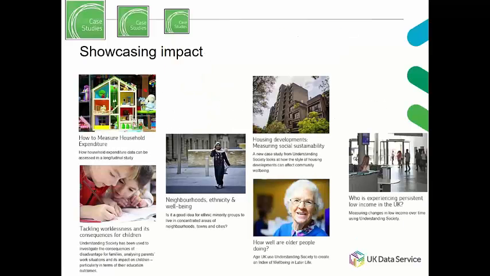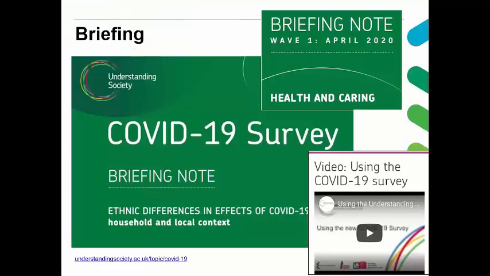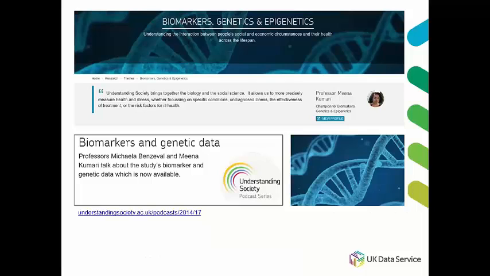So just to showcase the impact, there are several topics, but obviously I think at the moment the most relevant topic is COVID, unfortunately. And there are several briefings available on the website as well. Here, for example, I have just copied three different snippets. One briefing note on the ethnic differences in effects of COVID-19 on household and local context. And health and caring is the topic of another briefing note. And there's also a video on how to use the COVID-19 survey, which is actually quite nice. So please have a look. I provided the link there.